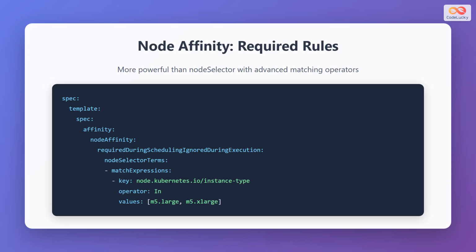When you need more sophisticated selection logic, Node Affinity comes into play. Node Affinity is more powerful than NodeSelector because it supports advanced matching operators. The required during scheduling, ignored during execution rule acts as a hard constraint. Pods will only be scheduled on nodes that satisfy the specified conditions. In this example, we use the match expressions field with the in operator to select nodes with specific instance types, like M5 large or M5 extra large. You can also use operators like not in, exists, does not exist, greater than, and less than. This gives you much more flexibility in defining which nodes are eligible to run your DaemonSet pods.